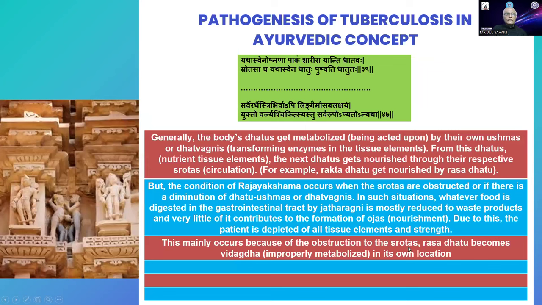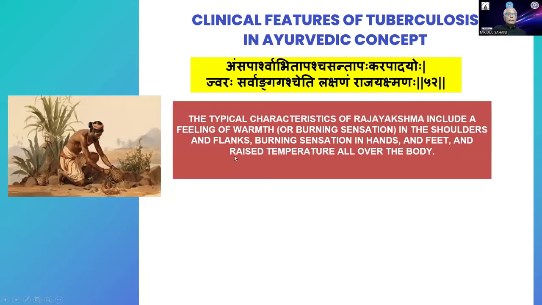So what happens? The heat gets generated, they start losing the retaining capacity, and they become undernourished, and raj dhatu is created. So this is the stage that we have. The typical characteristics of Raj Yakshma include a feeling of warmth or burning sensation in the shoulder and flanks, burning sensation in hands and feet, and raised temperature all over the body.